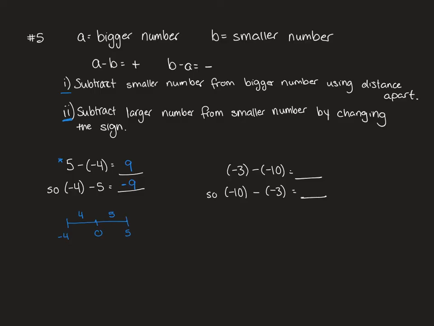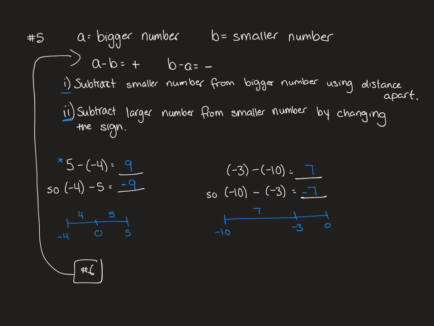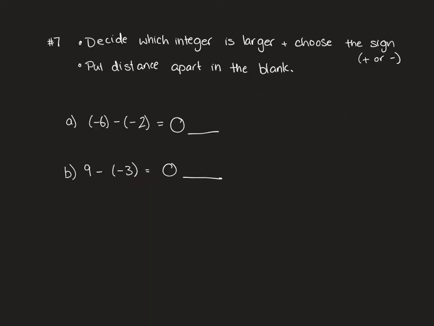Okay, so we can do the same thing here. If we have -10 and -3, it doesn't cross 0, right? 0's over here. So the distance between here is 7. So we have 7, and then when we reverse the order, we change the sign. So now it's -7. For question number 6, I'm just going to recommend that you do a quick refresher on what we said here, that when you subtract the smaller number, you get a positive answer, and when you subtract the bigger number, you get a negative answer.